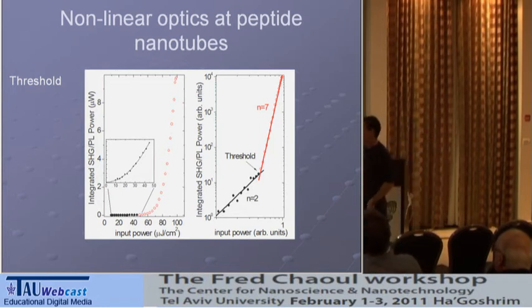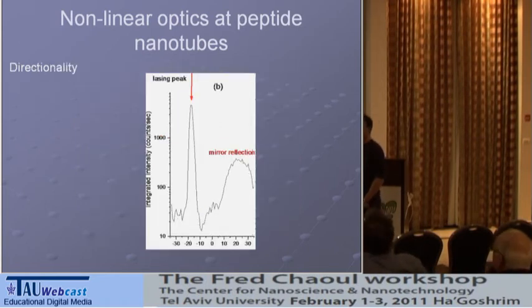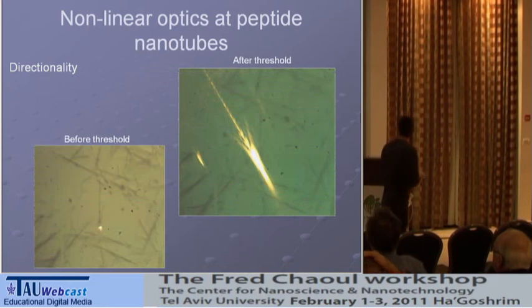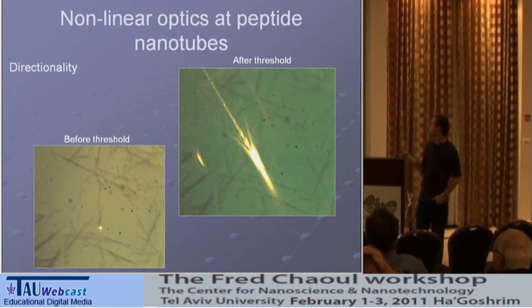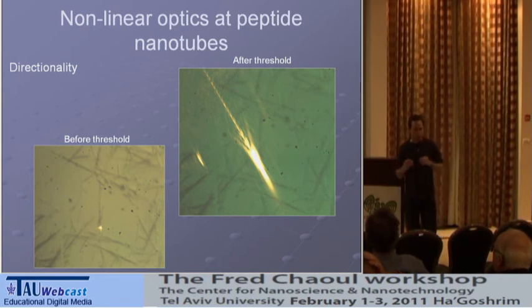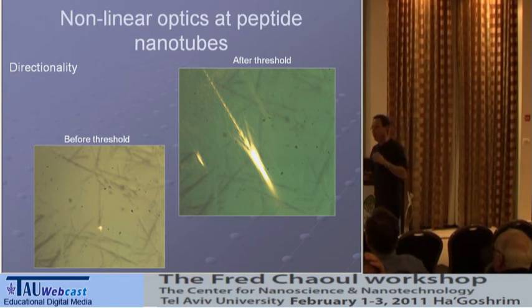So it was very surprising, and we can also see the directionality of this peak, meaning it's not all over the place. It has directionality, and you can see it in this picture. This is before the threshold. You can see a small dot here, and this is after the threshold. We can see the directionality of the emission, and this is one of the steps to maybe lasing.